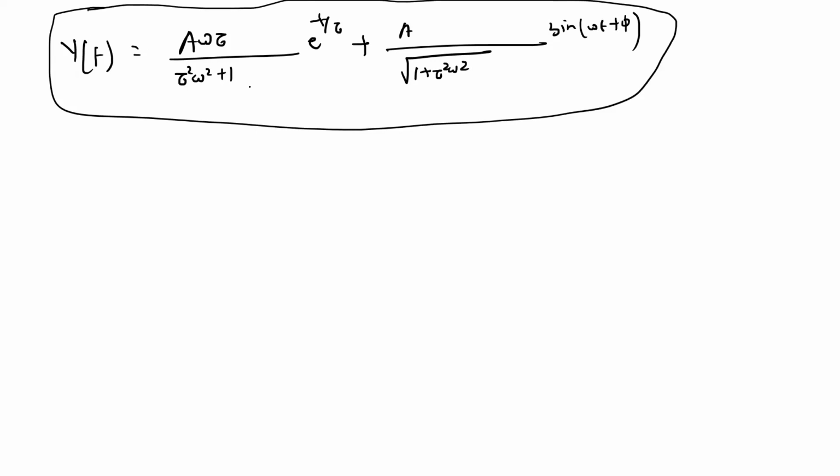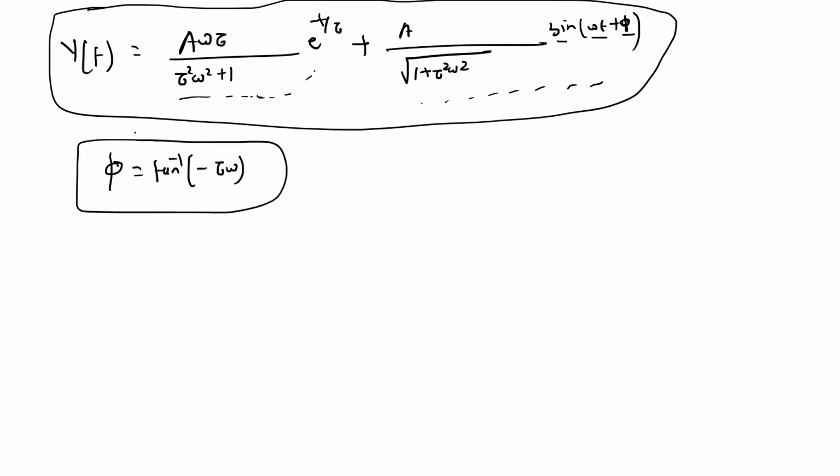Right? So here you see this one is a function of time. This one is also a function of time. Here you will see there is sine(omega t plus phi). So I can write that phi is equal to tan inverse of minus tau omega.